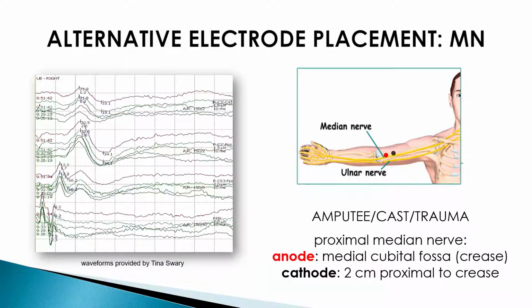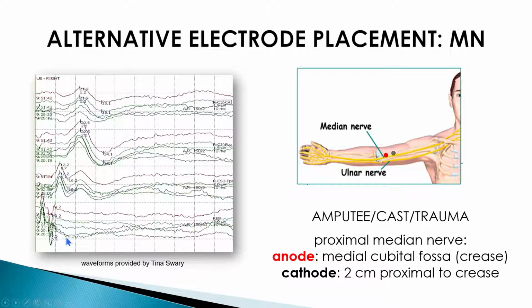Some alternatives to placement at the median nerve. Let's say you have a patient that's an amputee, or they have a cast on their arm or trauma and it's wrapped up and you can't place the median nerve stimulators. You place the anode medial to the cubital fossa, or the crease right here. So right midline there. And then the cathode will go 2 centimeters proximal to this anode. And you try to stimulate there.